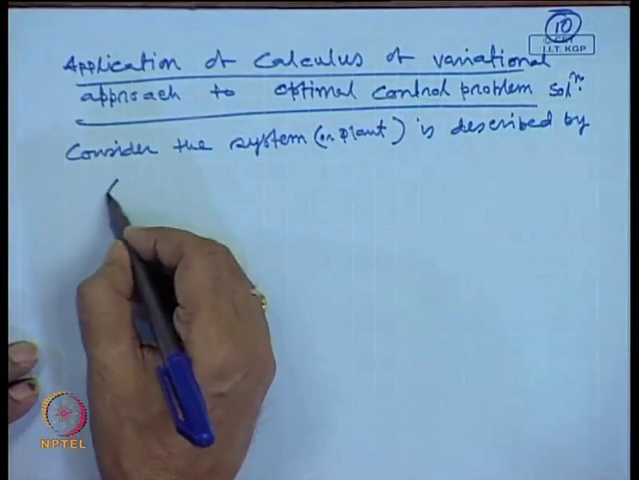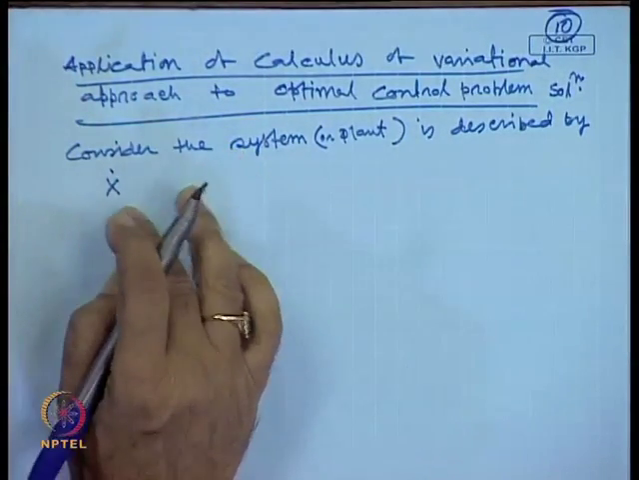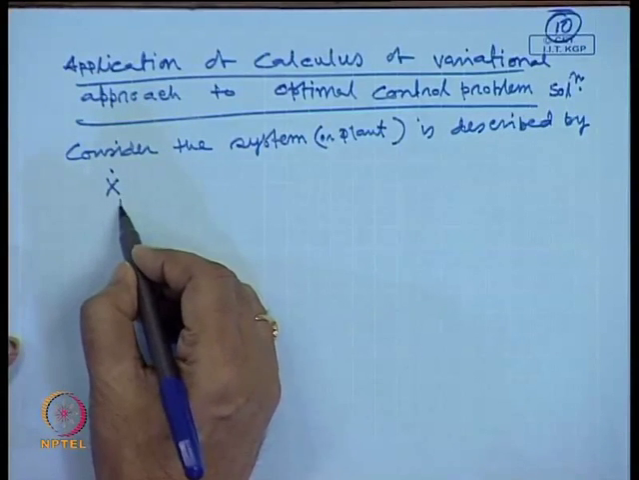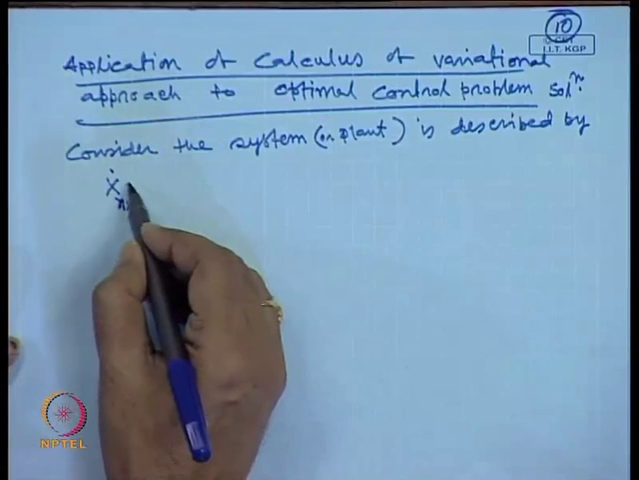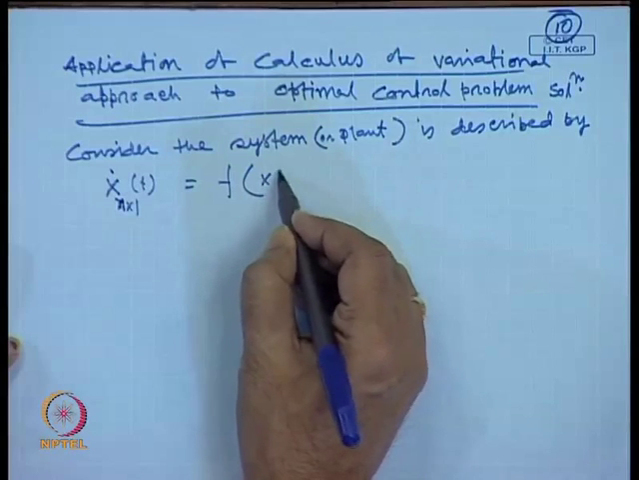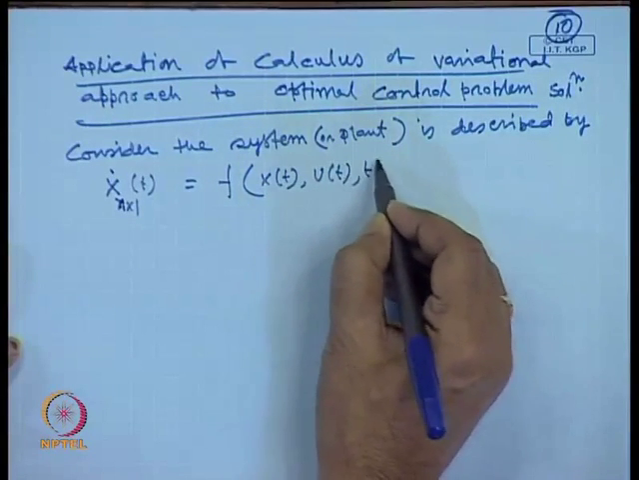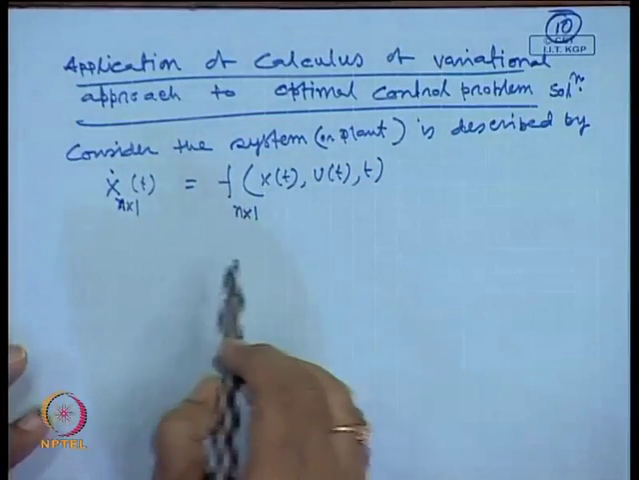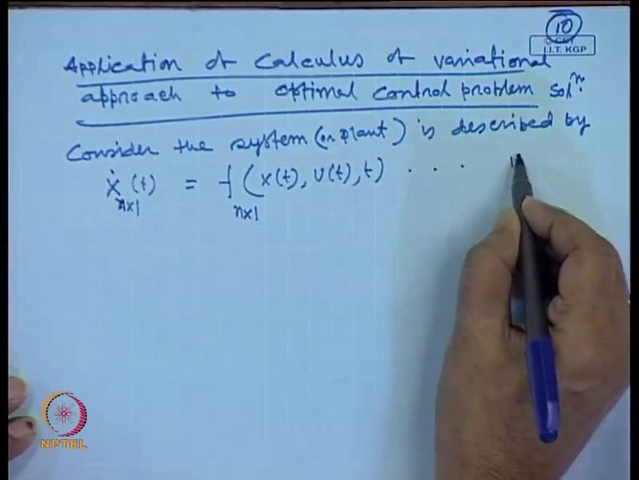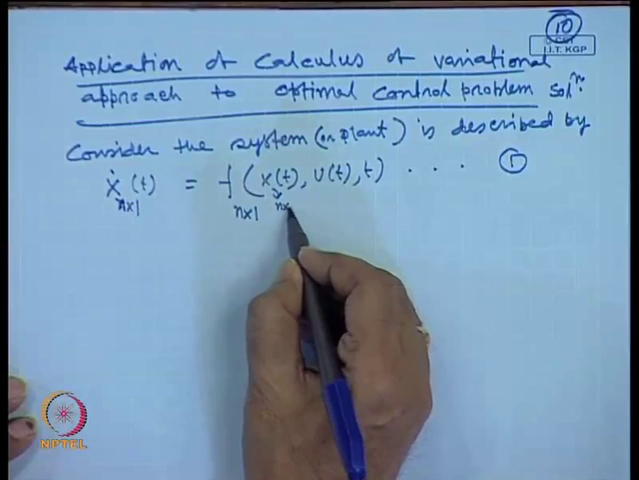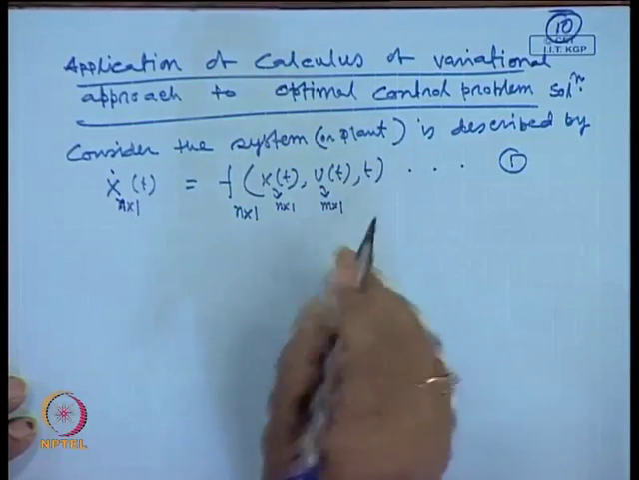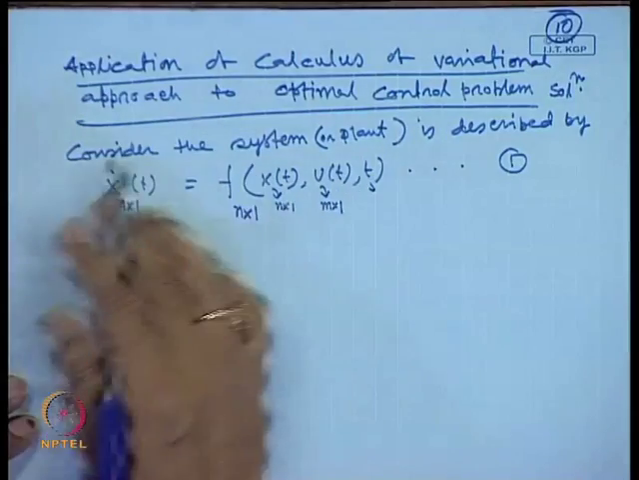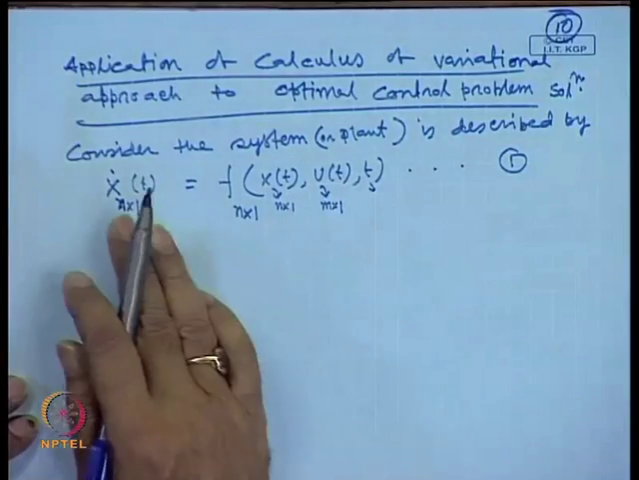by X dot. I am now using capital X to represent the variables if there is more than one. Let us call that variable n cross 1, n variables are there. So, X dot is a function of x(t), u(t) and time t. This function also has n functions, it is a vector. Let us call this equation number 1. The vector dimension is n cross 1, and we assume that m inputs are given to the system. So, this is a description of our dynamic system in terms of variables.